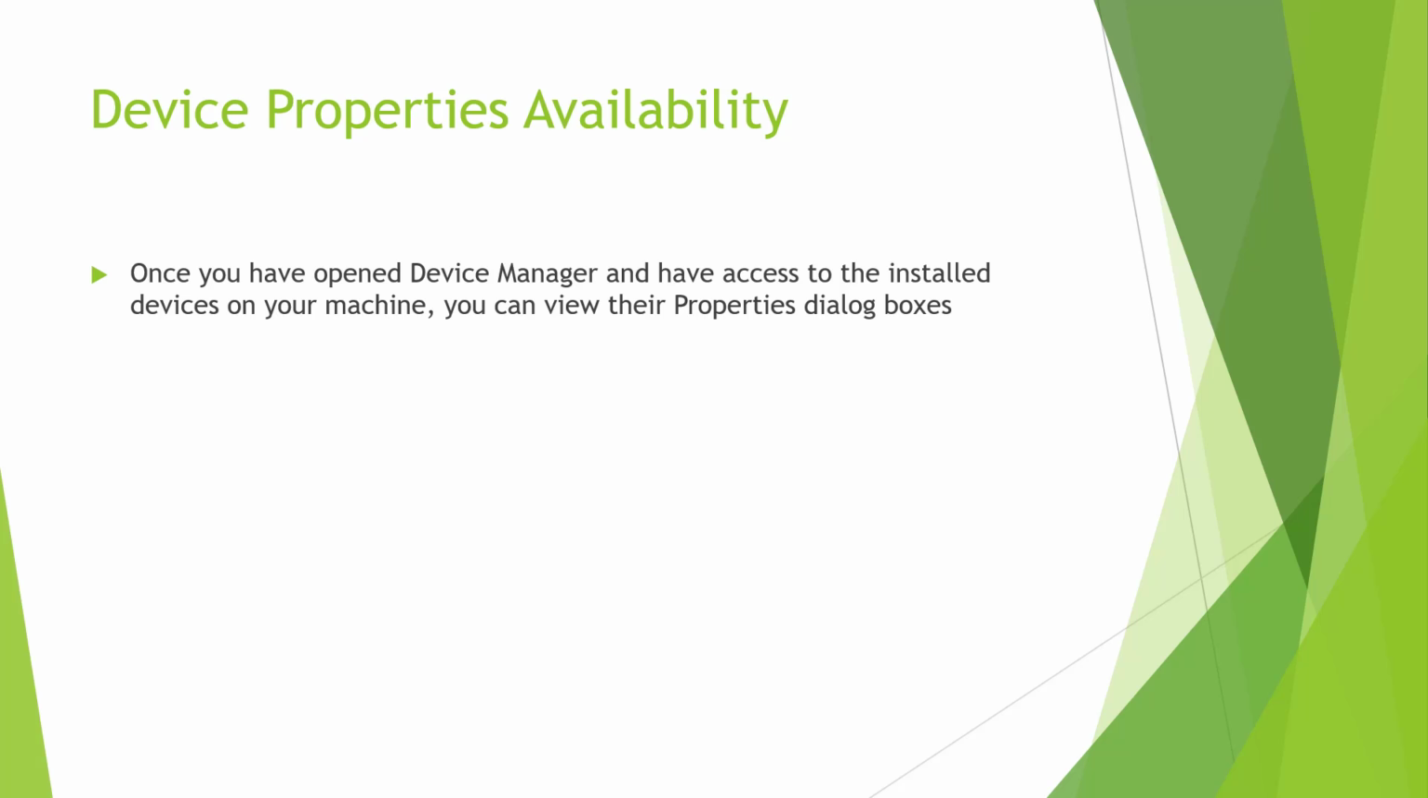What is interesting is every device will have properties. If you need to change the hardware configuration, properties, that's where they're at. Device Manager is the best way to manipulate these attributes or parameters. Once you've opened Device Manager and have access to the installed devices on your machine, you can view the properties. The property dialog box for most devices will include specific tabs for that hardware, something like General or Details or Advanced. It really just depends on the individual hardware. So let's jump into Windows and look at them.